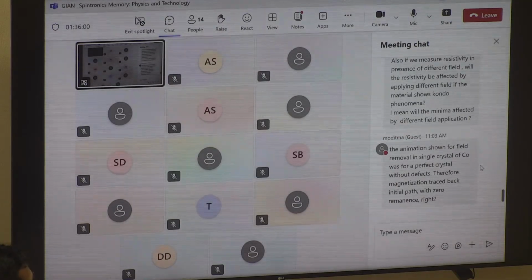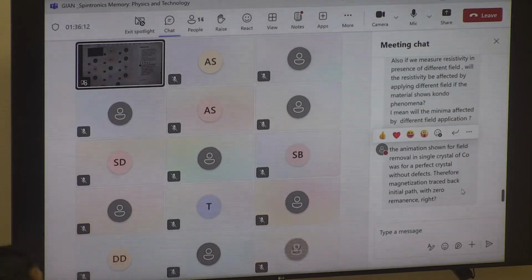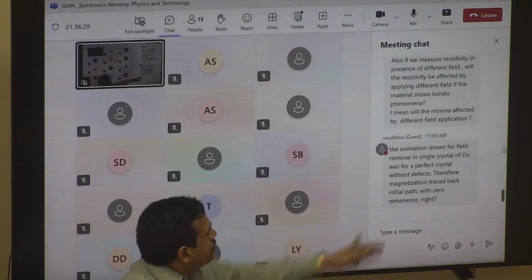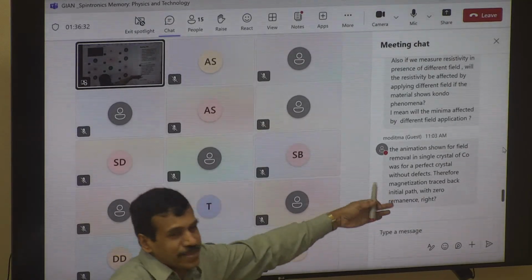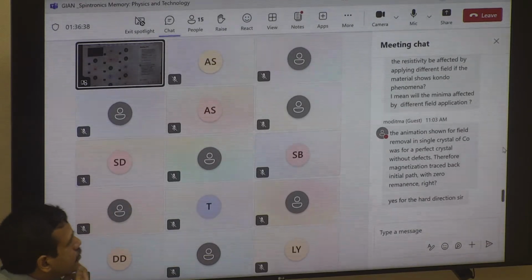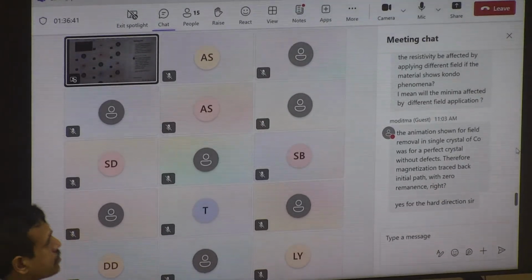The last question: the animation shown for field removal in the single crystal of cobalt was for a perfect crystal without defects. Therefore, the magnetization traced back the initial path with zero remanence, right? The animation was shown for field reversal in the hard direction. Yes, the remanence will be 0. So, I think this question is referring to the video I showed for the hard direction. That is anyway an animation. I am just explaining what is happening at the cobalt unit cell level. So, yes, you are right.